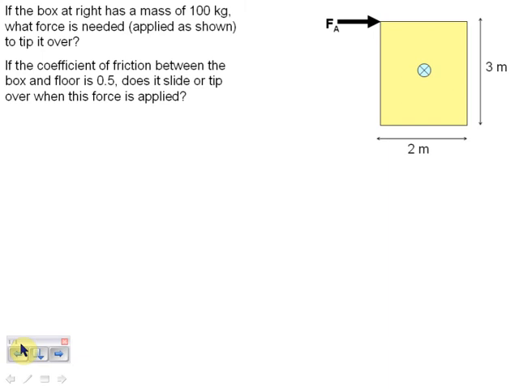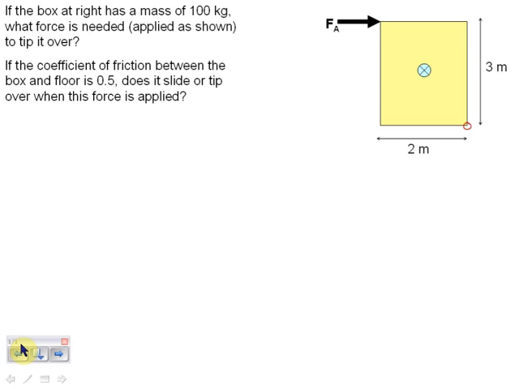In this problem, we're trying to determine what force is necessary, Fa, applied at the top left corner of this box in order to tip the box over. In cases like this, where objects are tipping over, we can make a couple of assumptions. The first assumption is that this object is going to tip at the lower right corner because our force is applied to the left side of the object.